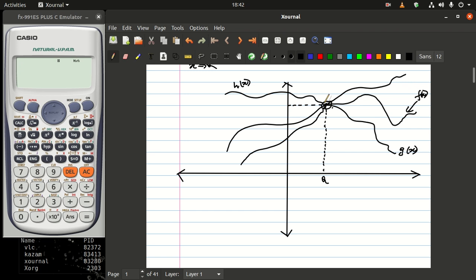I have a meeting point here. The reason I have this meeting point is because at a, I want the limit of g of x and the limit of h of x to actually be the same.